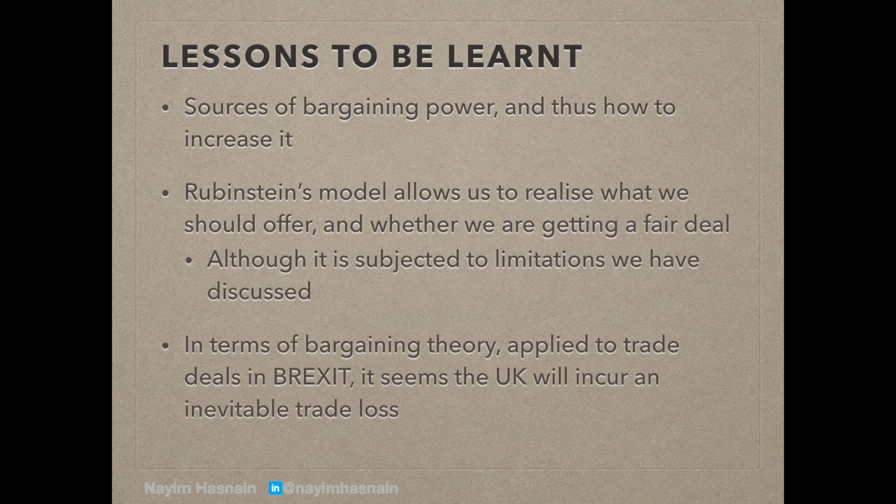The lessons we have learned is bargaining power and where it comes from, thus how can we maximize our own bargaining power. We've looked at the Rubinstein model to mathematically model our own bargaining power and see when we're getting a fair deal and when we're giving a fair deal, although it has its limitations, and we know that the UK will incur an inevitable trade loss based on bargaining theory.